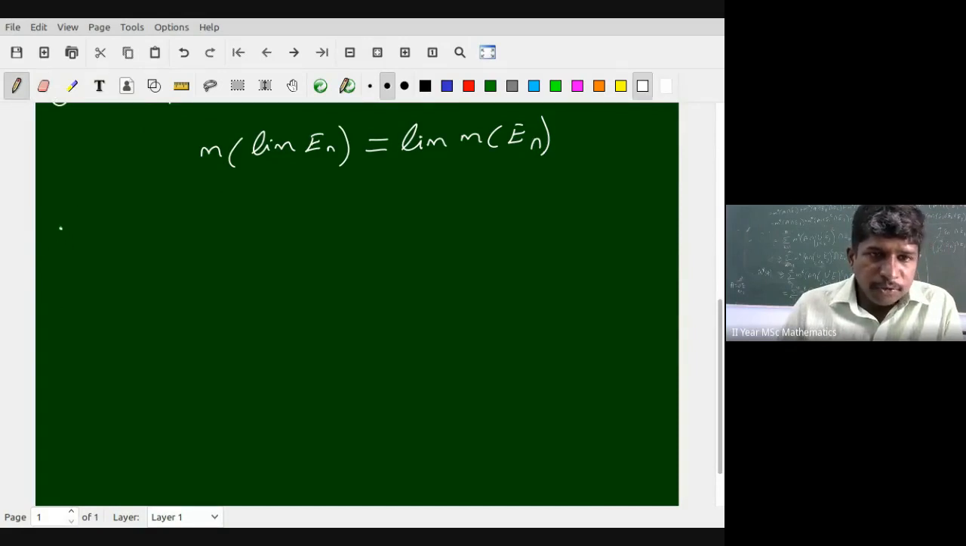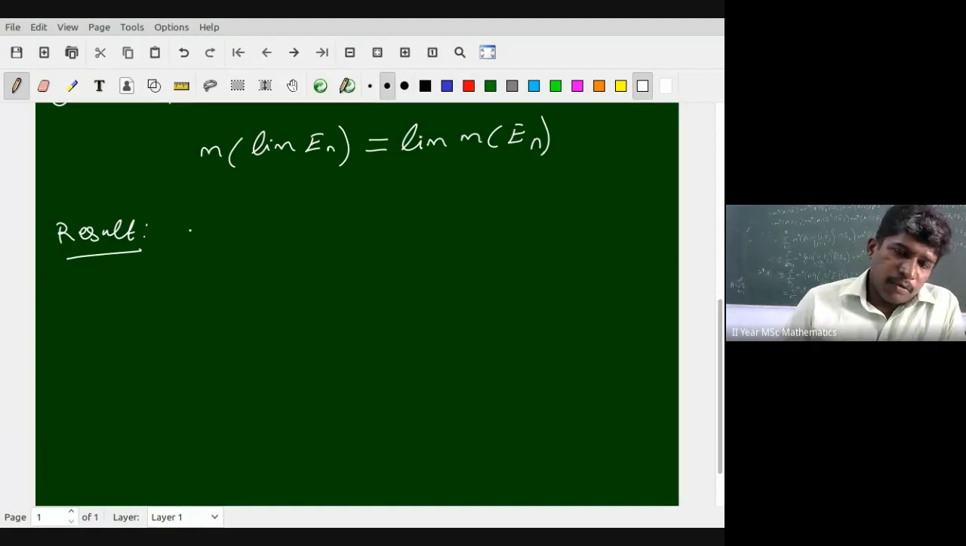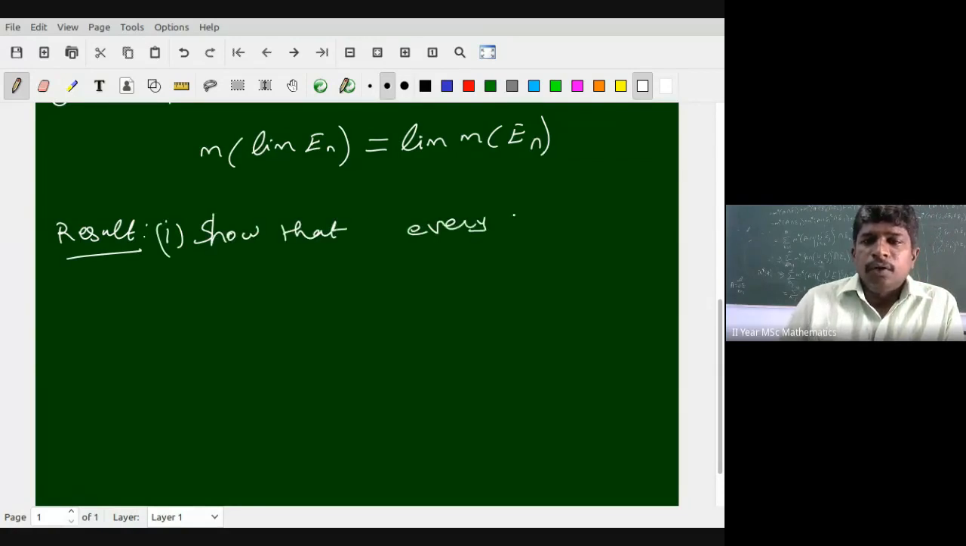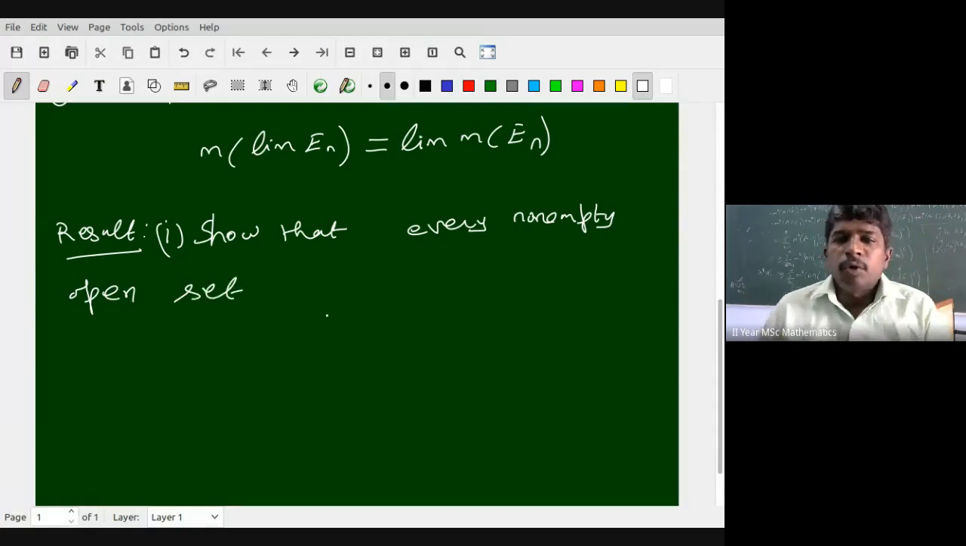Next problem or result. So that's the first one. Show that every non-empty open set is measurable. What about its measure? We already know that the outer measure of a non-empty open set is always positive. So it has positive measure.